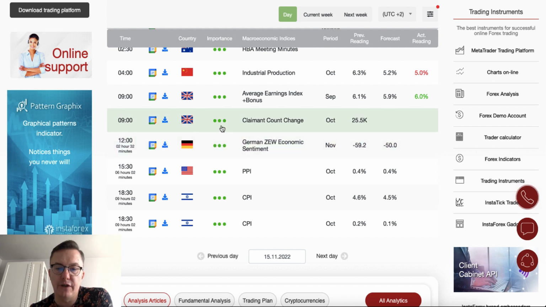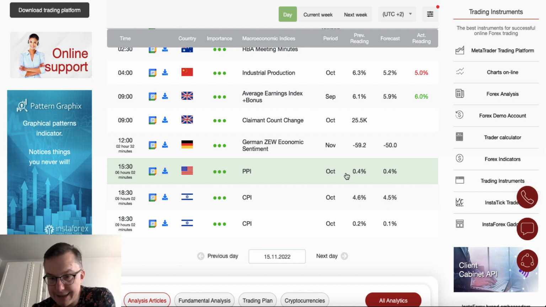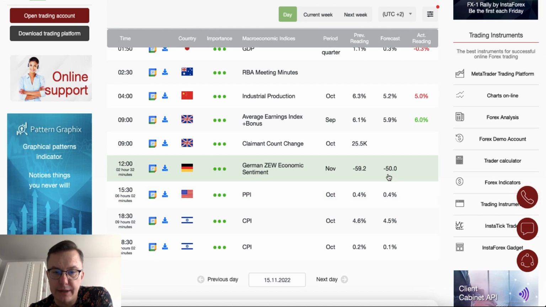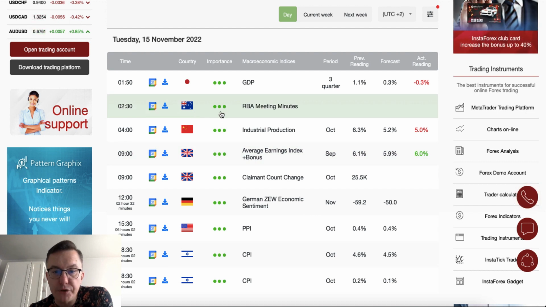All of this data is very important, as you can see, so please stay focused and vigilant during the release of this data. And during the New York session we have the producer price index data scheduled for release at 3:30, and market participants expect the producer price index to hit the level of 0.4, just as it was last month. So we got some data here scheduled for release. It doesn't look that bad for today. Plenty of very important data for today.